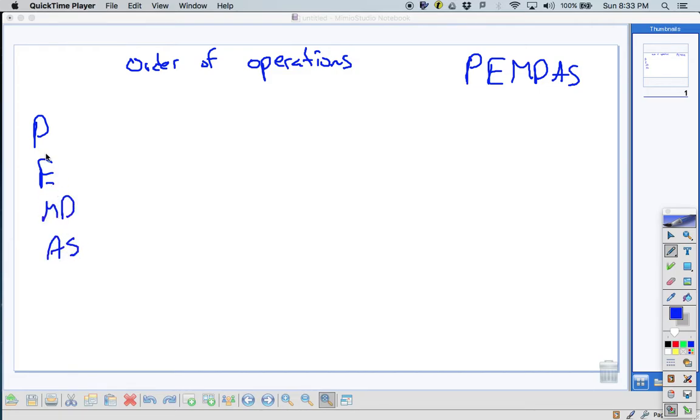and I purposely did this. The P stands for parentheses. That means the first thing we have to do is anything inside parentheses. Secondly is the word exponents. So after parentheses, we'll take care of any exponents we see. Next, we have the MD. This is multiply and divide.